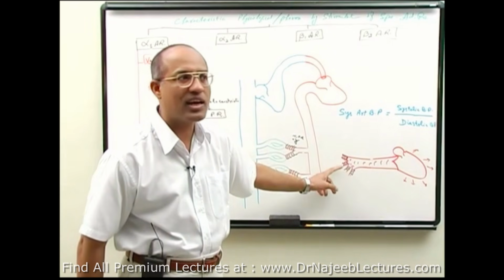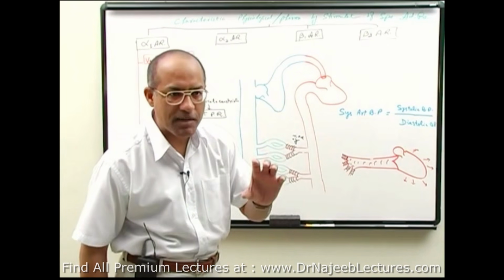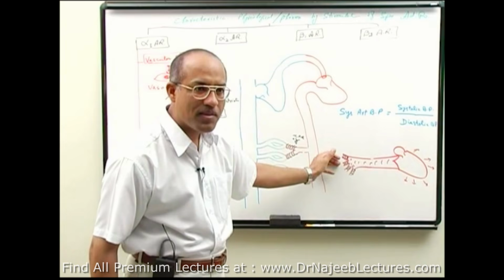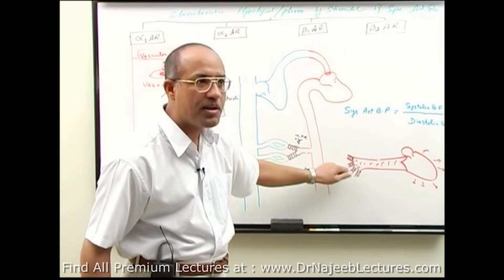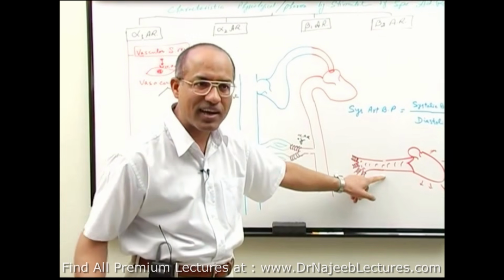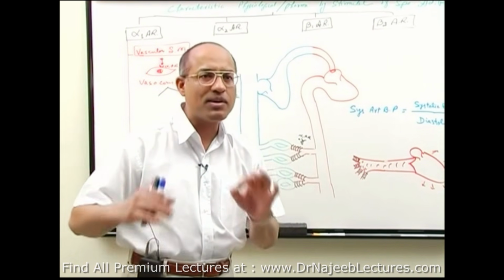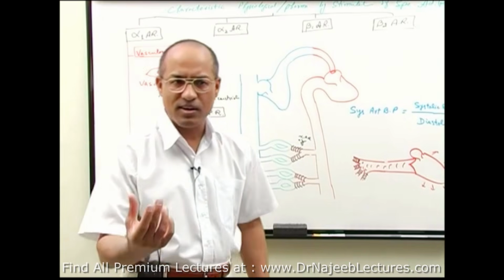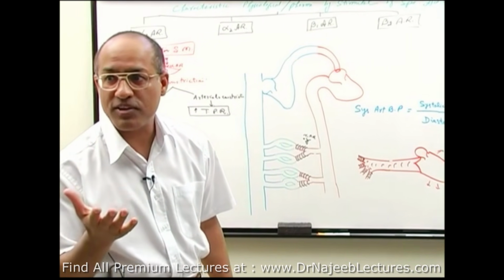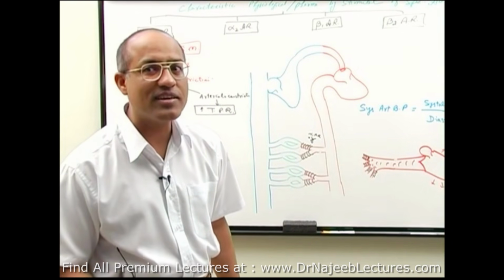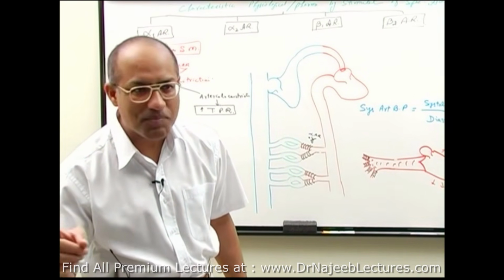These arterioles are like taps. You know a tap? You open the tap, pressure in the main pipe is low. You close the tap, pressure in the main pipe is high. So from today onward, whenever we talk about any drug which is producing arterioconstriction, that is taking total peripheral resistance up, that is taking diastolic blood pressure up.